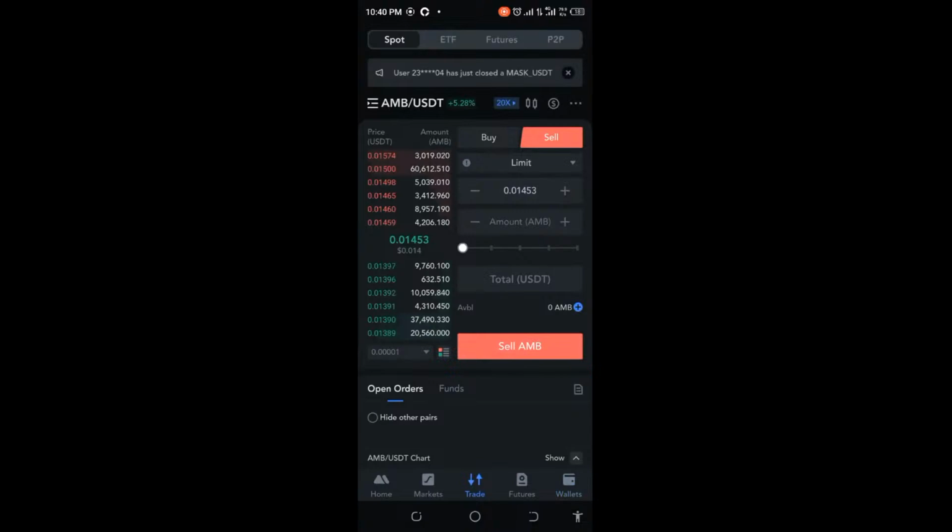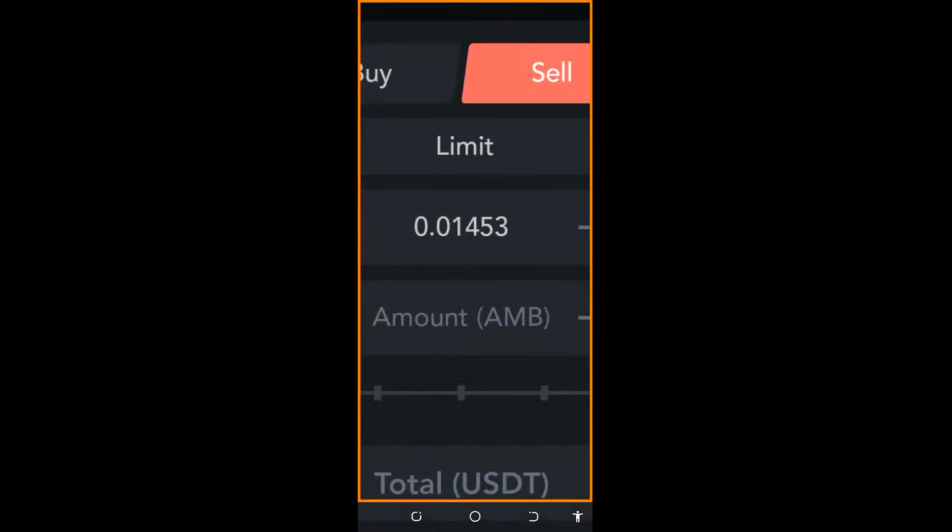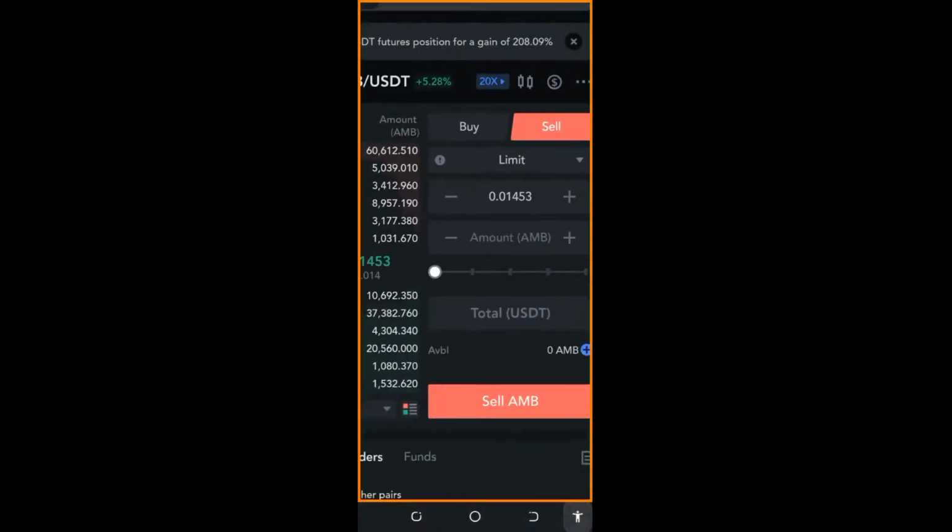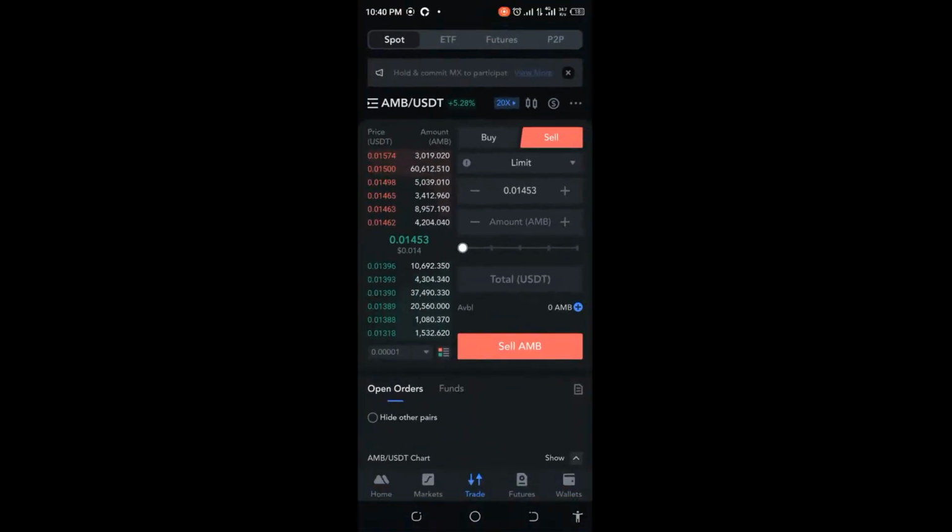So I'm already here in AMB USDT. You can see the price is 14.53. That's 0.01453. So let's refresh that and sell and see how much we'll get. Okay, 37 cents. Wow, that is definitely in the range of what we expected.